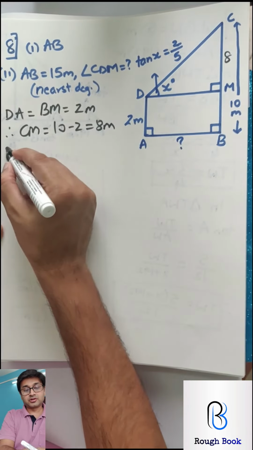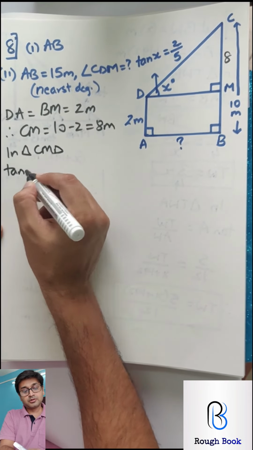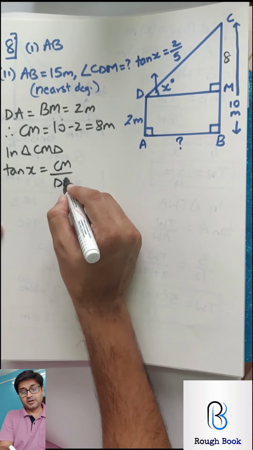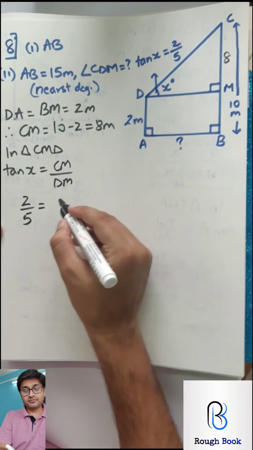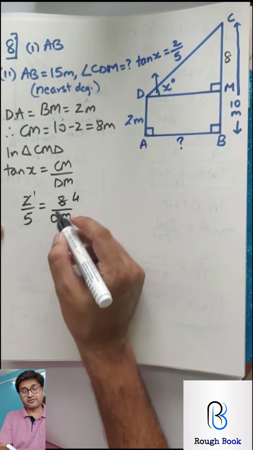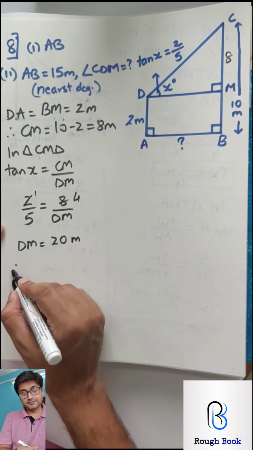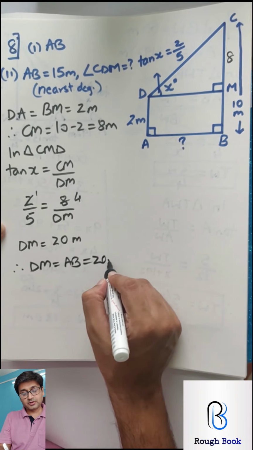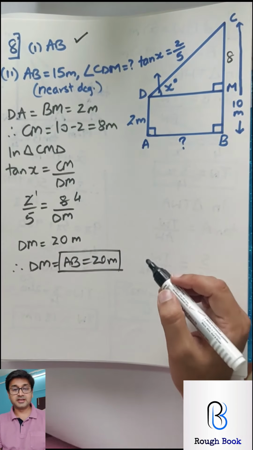Now you're getting into this triangle. So in triangle CMD, you can say tan x is equal to CM upon DM, and tan x is 2 by 5, CM is 8 upon DM. So 2 ones are 2, 4 fives are 20, going on the other side. So I get DM as 20 meters. Therefore DM is equal to AB, 20 meters. So we managed to get our first part, that is AB.